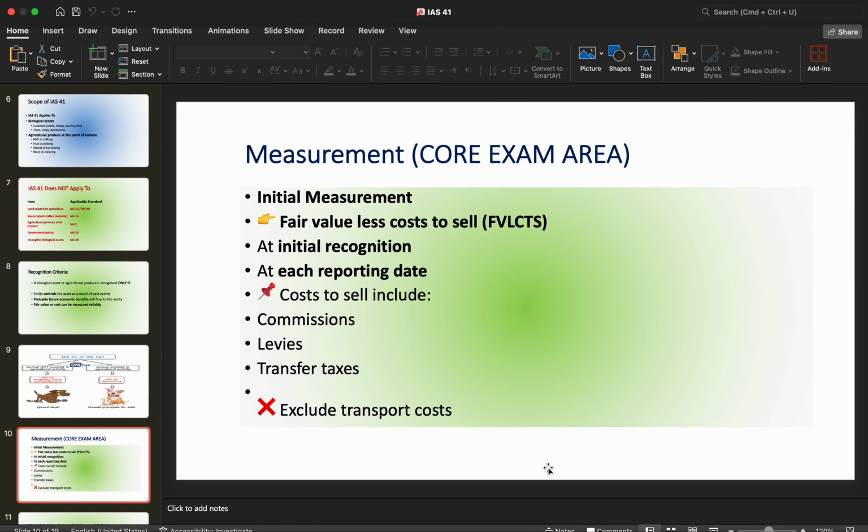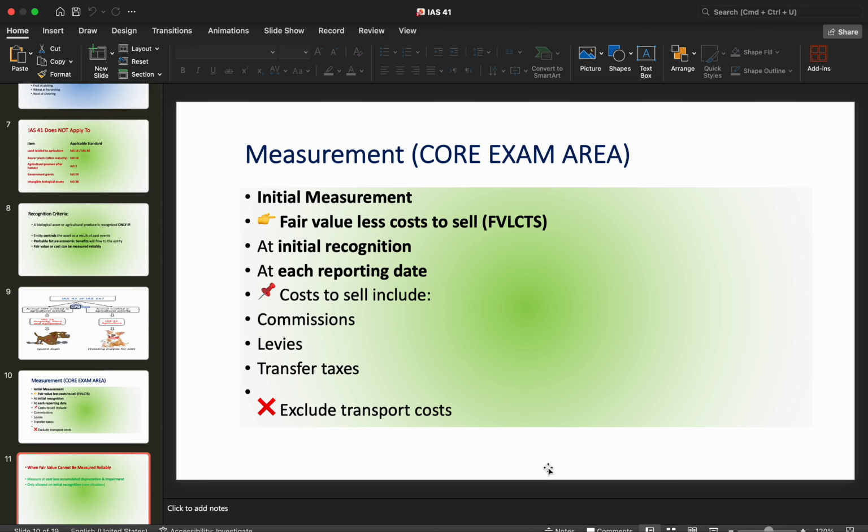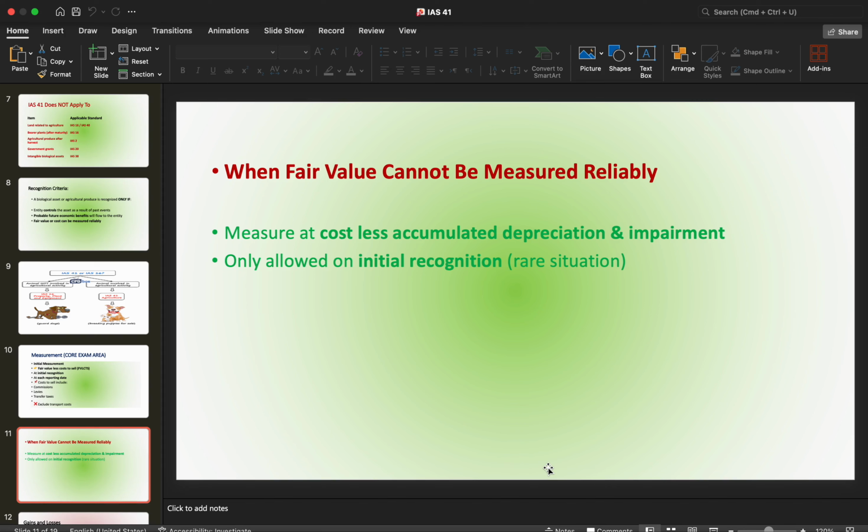Its measurement. Initially, biological assets would be measured at fair value less cost to sell. Cost to sell include commissions, levies, transfer taxes, and what it excludes? Transport costs. When fair value cannot be measured reliably, then it will be measured at cost less accumulated depreciation and impairment, only allowed on initial recognition.